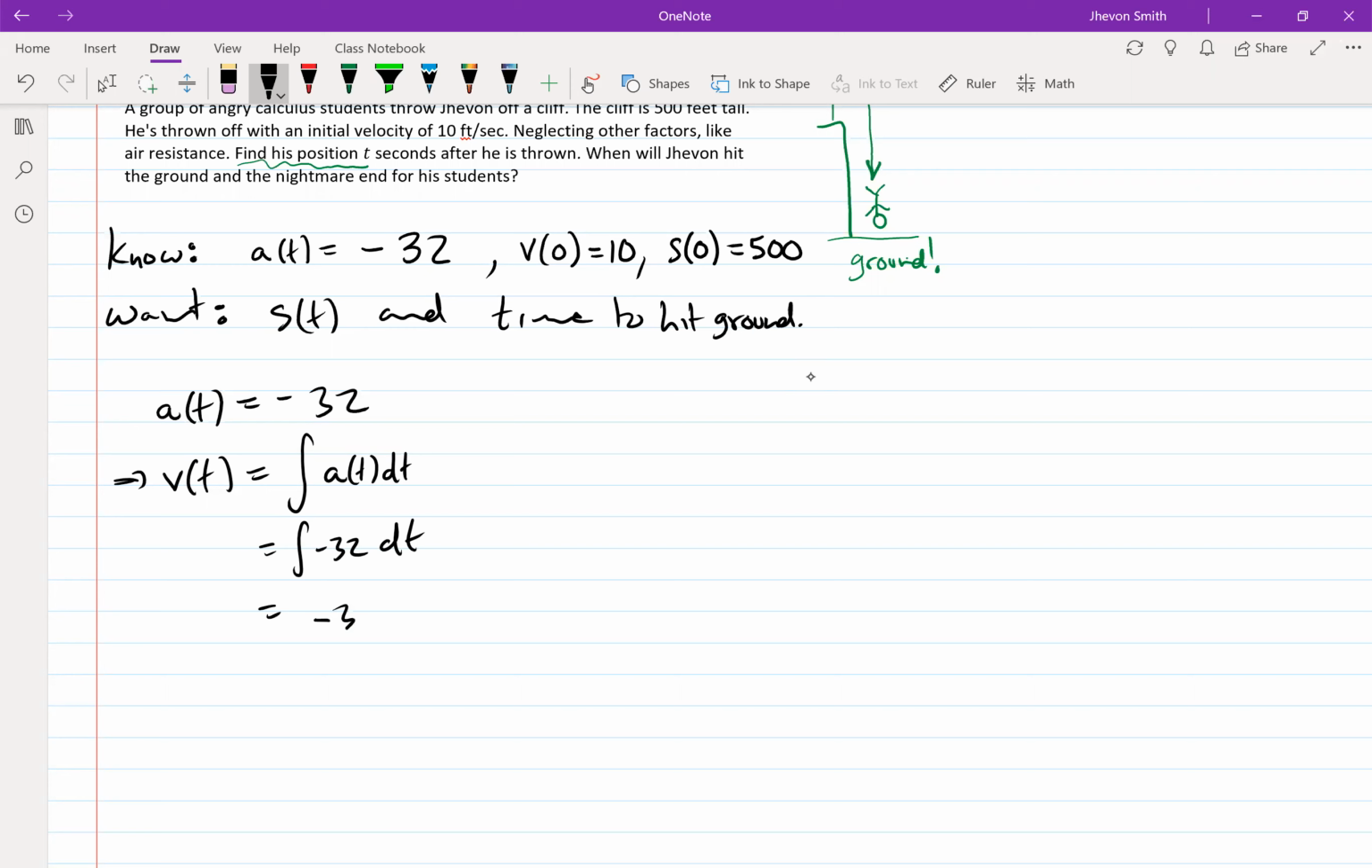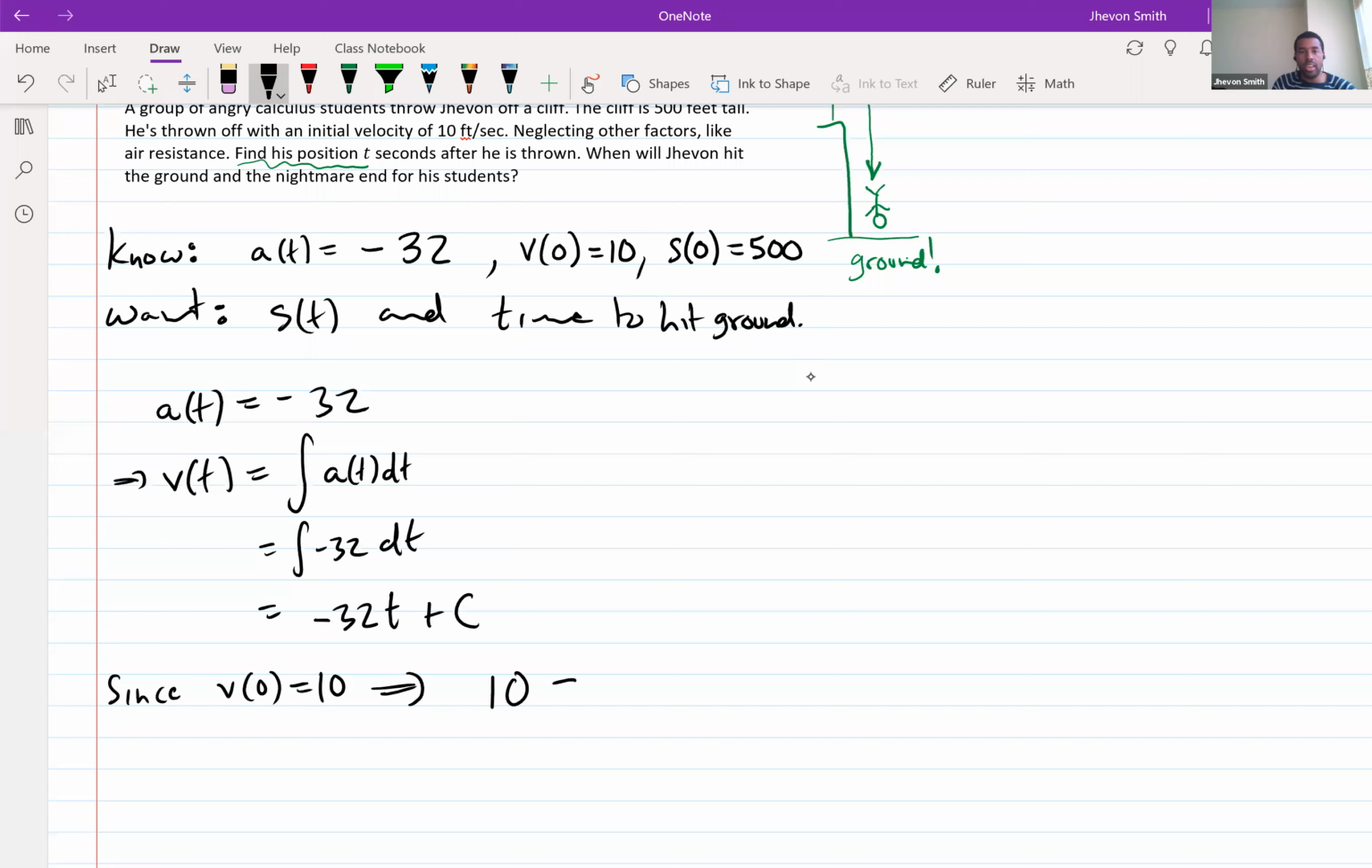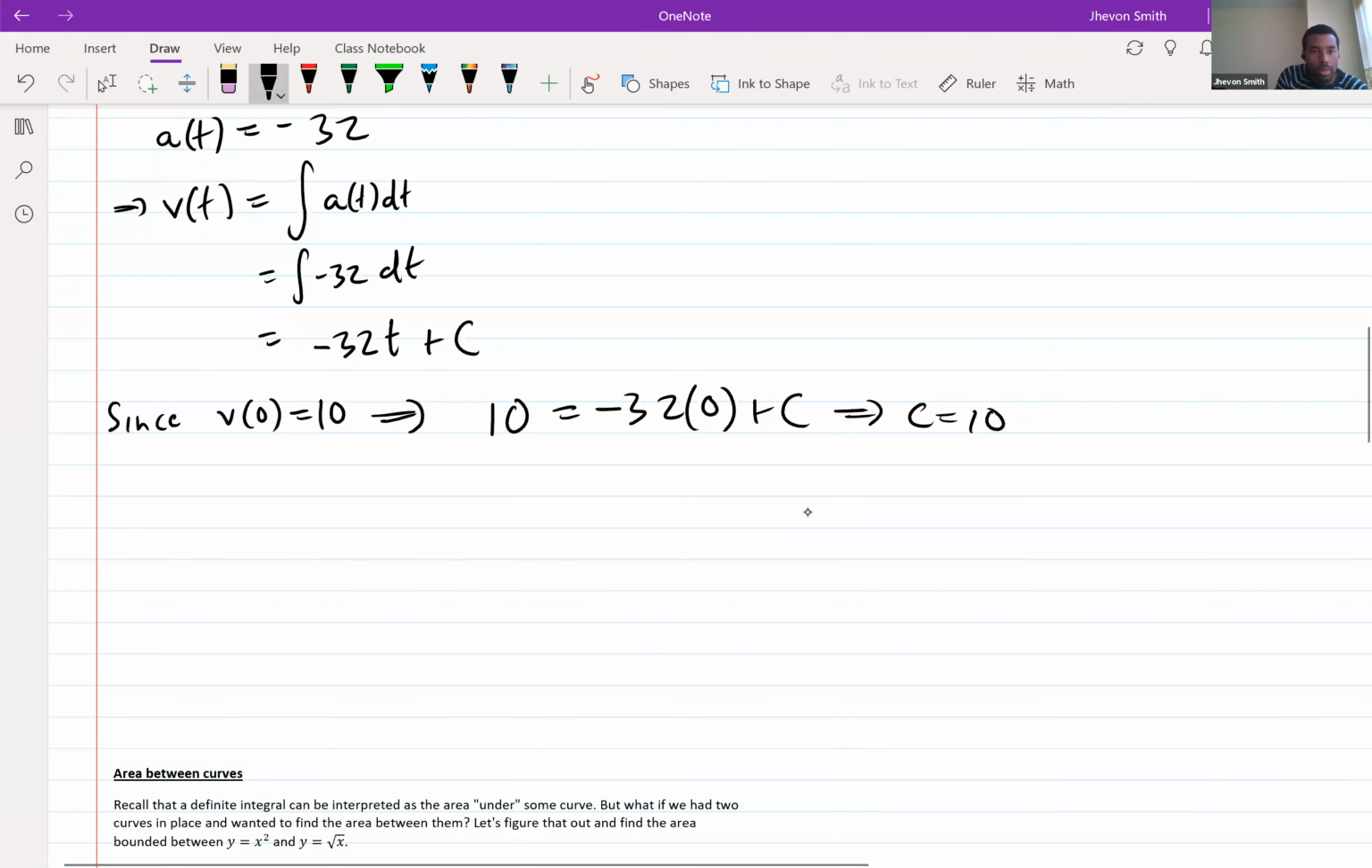Minus 32x. Yes, but the variable is t here. Plus c, don't forget the plus c. Now, it's an indefinite integral, so we need to actually know what this function is. But this is where this is going to come into play. Since I know that v of 0 is 10, what that means is I get 10 when I plug in t equals 0. So of course, that means that c is 10. And so ultimately now I know my velocity function, v of t, is going to be minus 32t plus 10.